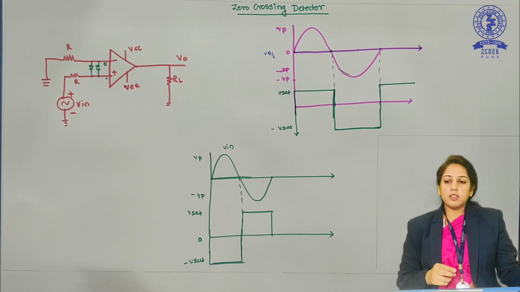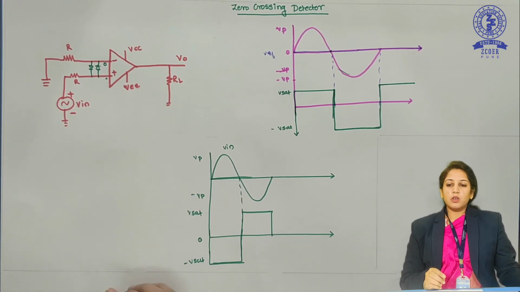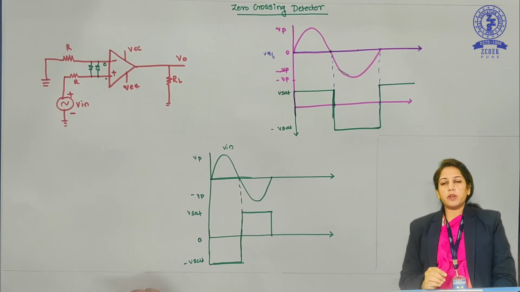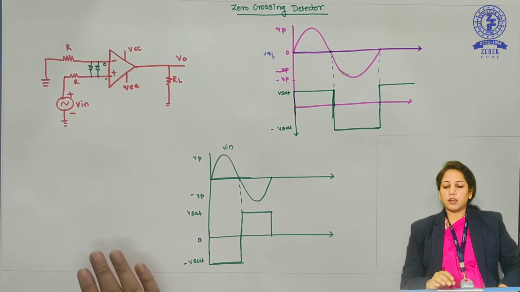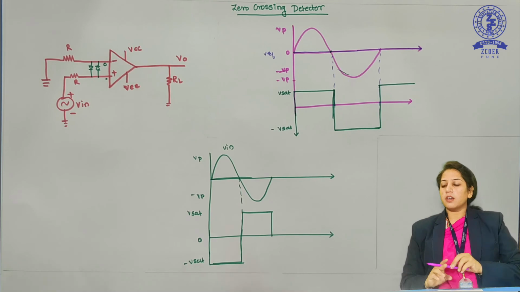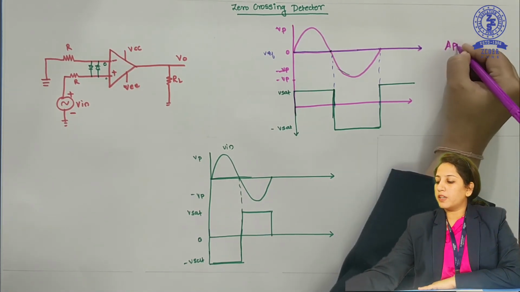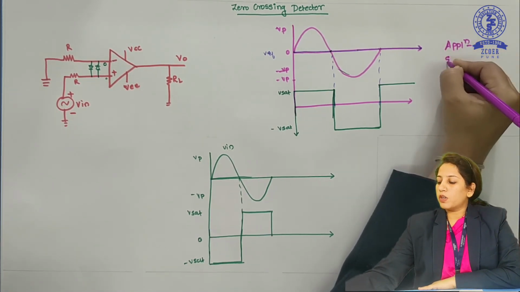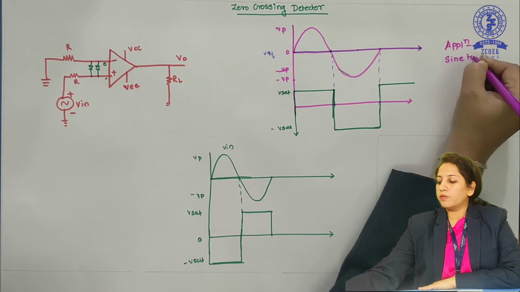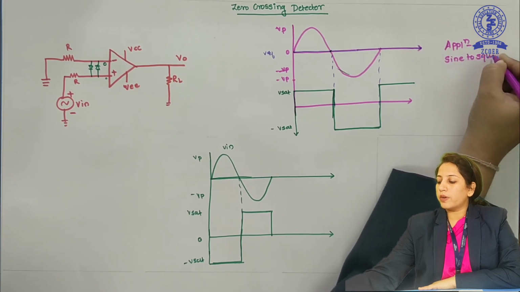So we have seen a zero crossing detector. The immediate application of this operational amplifier is the zero crossing detector. It is used as a sine to square wave generator, or sine to square wave converter.